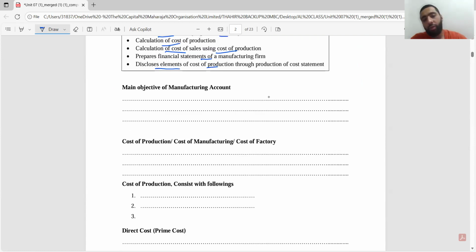Okay. So what is the main objective of a manufacturing account? For example, what is a manufacturing business?